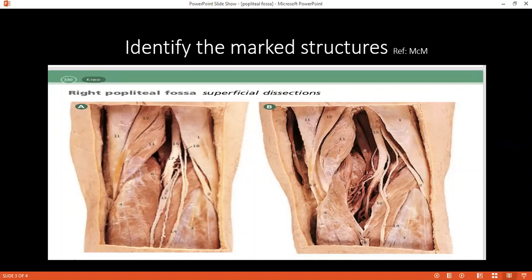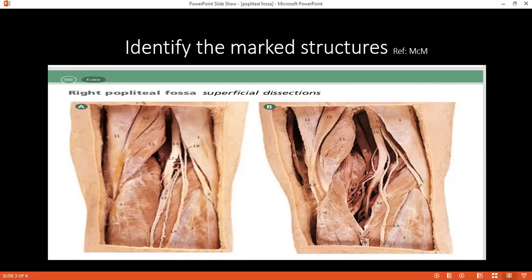Can you please tell me the attachment, nerve supply and action of the muscle? Yes, ma'am. It's inserted into the head of the fibula. First of all, remember it has 2 heads, long and short. Kindly tell me individually, please. The long head originates from the ischial tuberosity. Very good. And the short head from the posterior surface of the femur. And it's inserted into the head of the fibula.